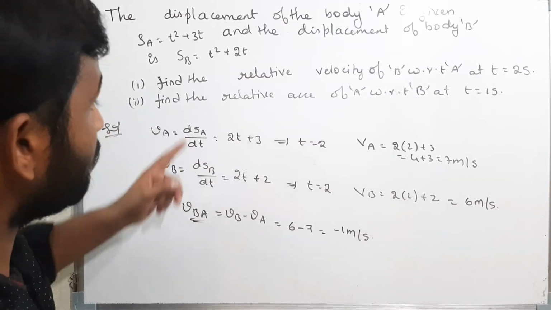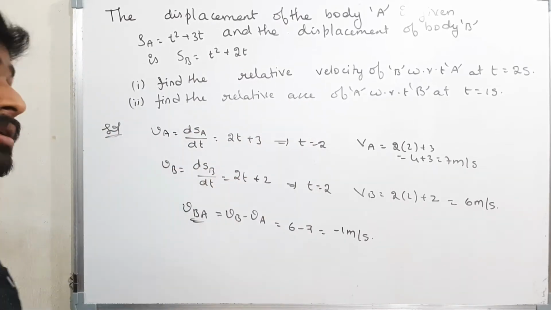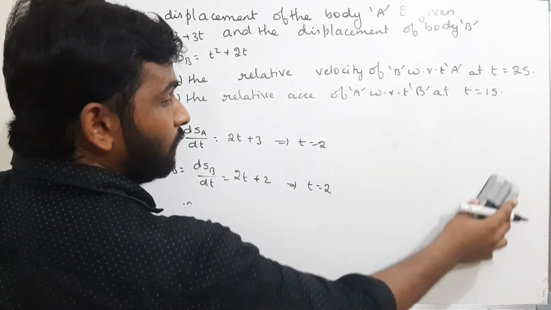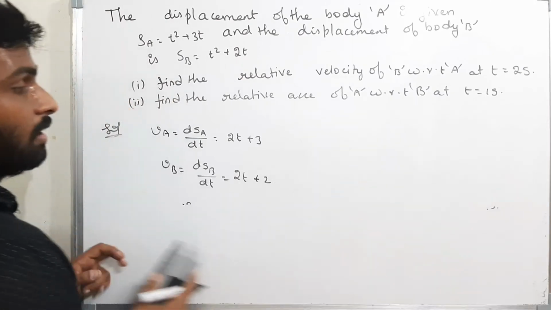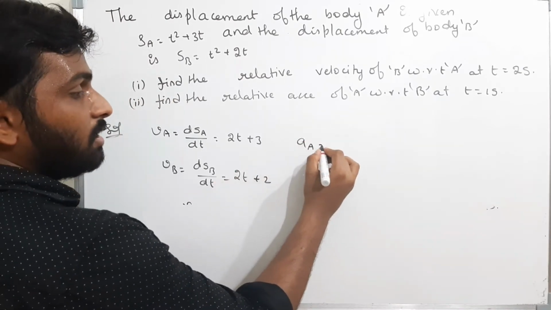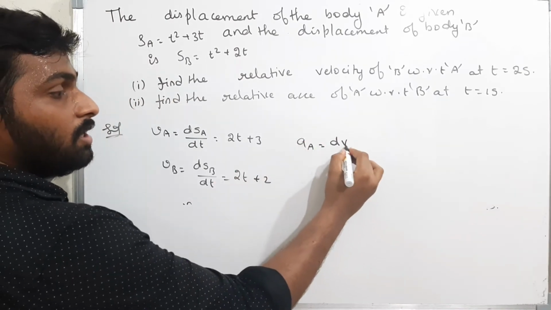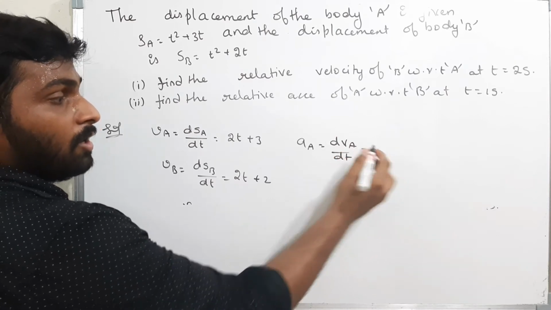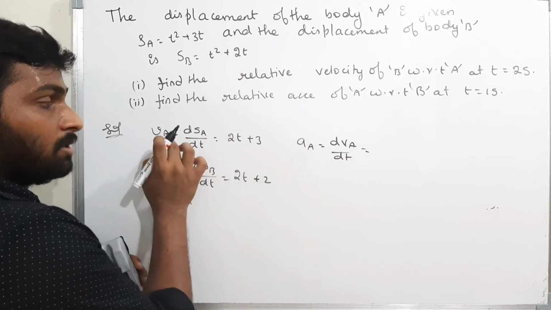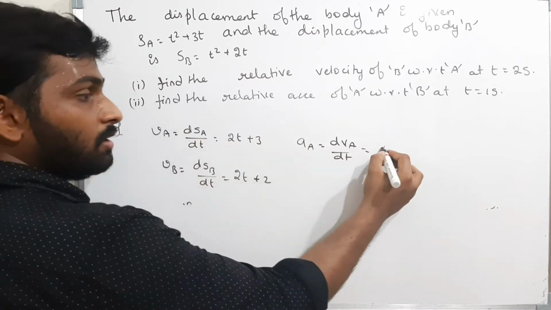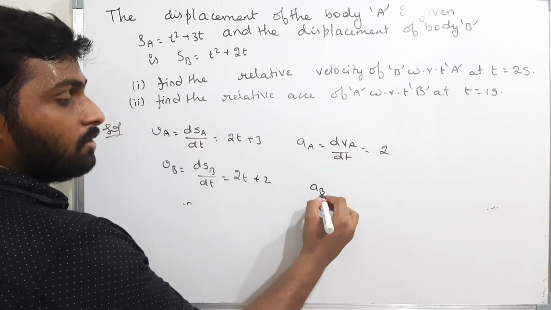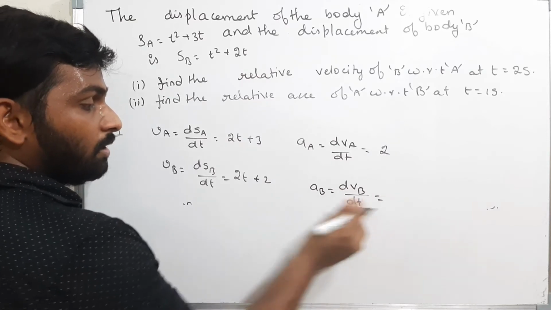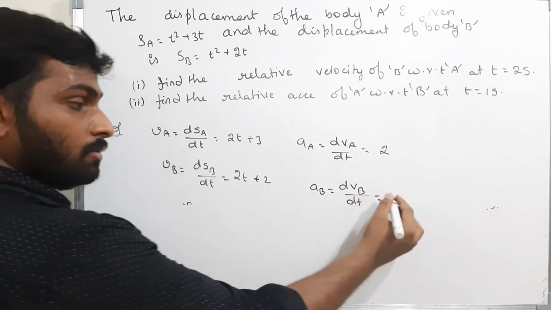Now next, what did they ask us to find? Relative acceleration. How can I find the relative acceleration? See here. The acceleration of body A is given by the formula dVA by dt, that is differentiation of velocity with respect to time. Now if I differentiate the velocity of A, what will I get? That is 2. What is the acceleration of B? That means differentiation of velocity of B with respect to time. If I differentiate, what will I get? I will get 2.